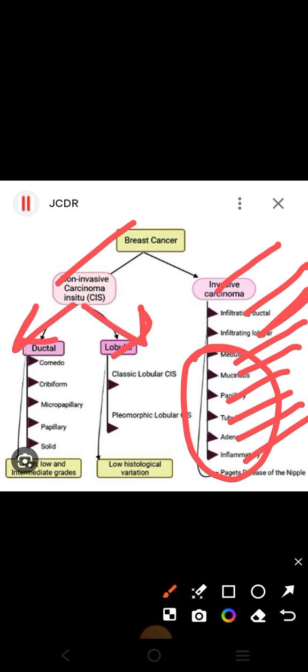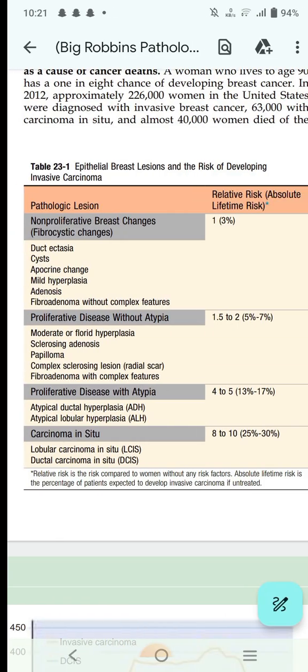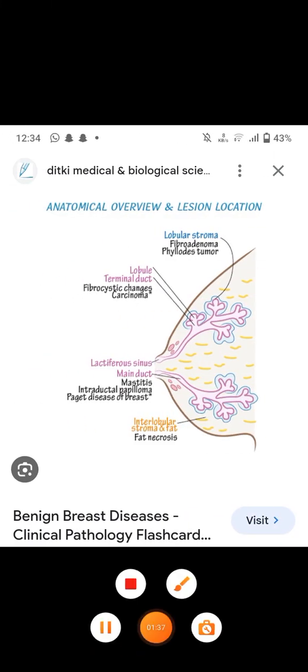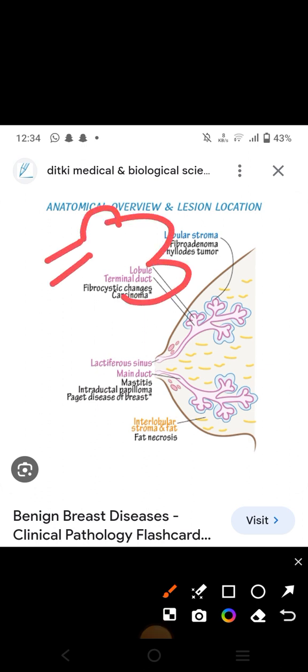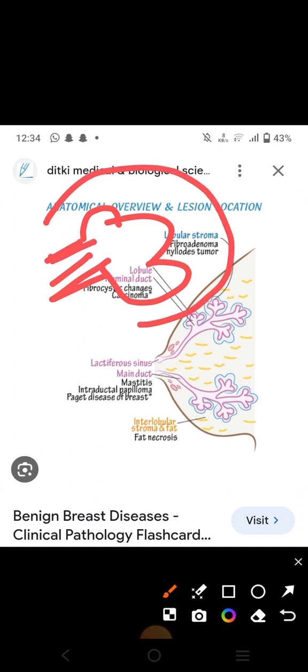In the previous video on fibroadenoma morphology, I told you about the normal anatomical structure of the breast. You can watch from there too, but for your revision or recall, let me show you the anatomical overview again. You can see here this is the terminal duct. These are the terminal ducts of 3 to 5 acini, and together they form a lobule, and these ducts then join to form a large duct, which is the lactiferous duct.